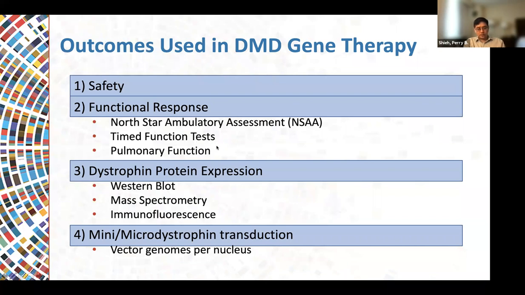But there are also timed function tests, like how long it takes for them to climb up 4 steps or climb down a few steps, run down the hall, get up from the floor and so forth. And those are all standardized, as well as pulmonary function tests. And then you can look at biomarkers, like for instance, how much protein is found in the muscle. These patients are all getting muscle biopsies.